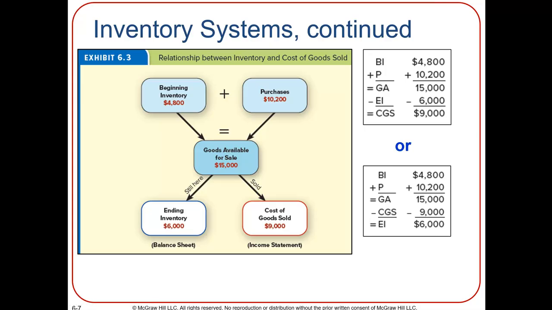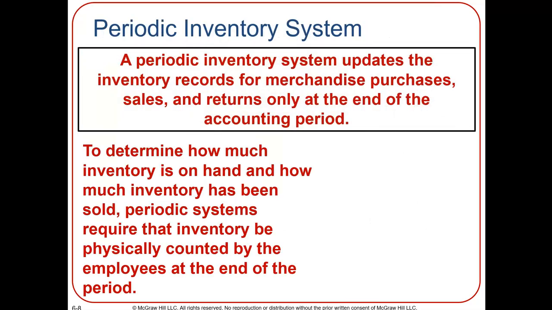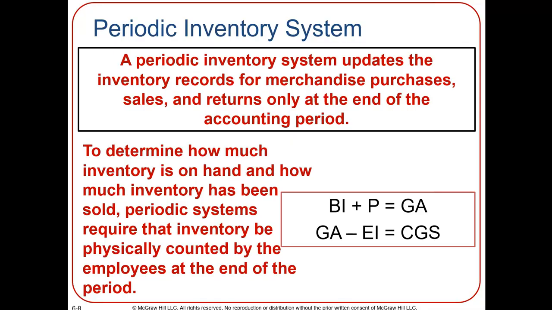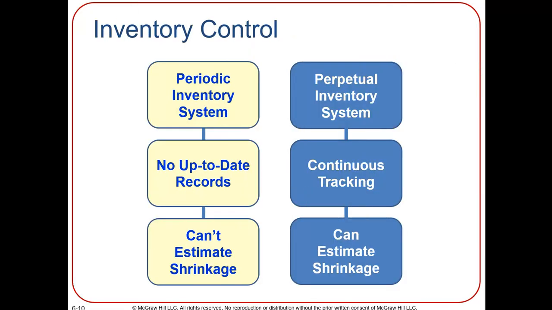Okay? That'll just take a little bit of practice. Okay? So periodic. All right? So again, a lot of words, but don't let it wig you out. The big thing is that in periodic, we're calculating ending inventory to get to cost of goods sold. Okay? Perpetual inventory, again, think computerized. So we are tracking cost of goods sold and can calculate ending inventory.